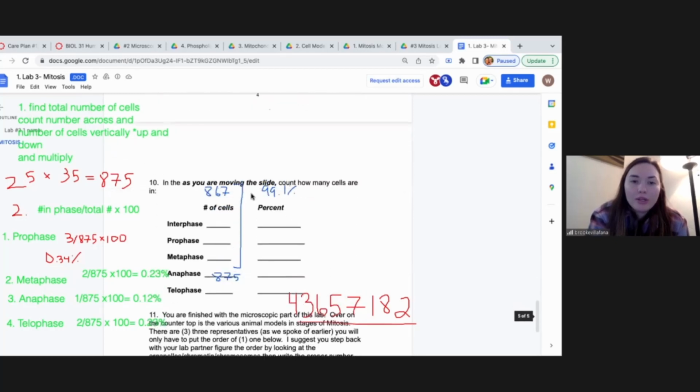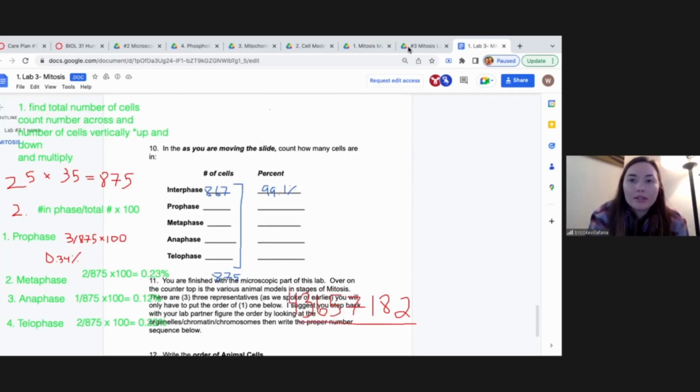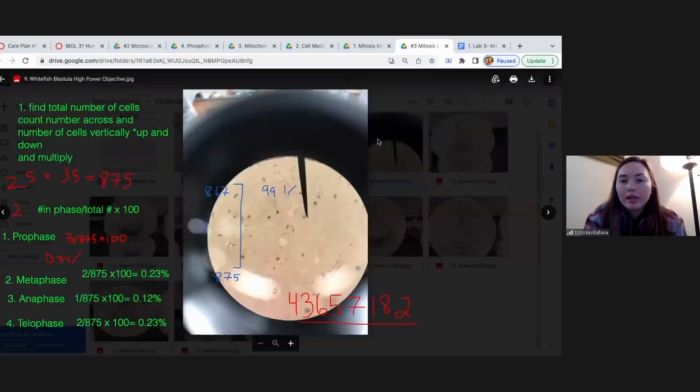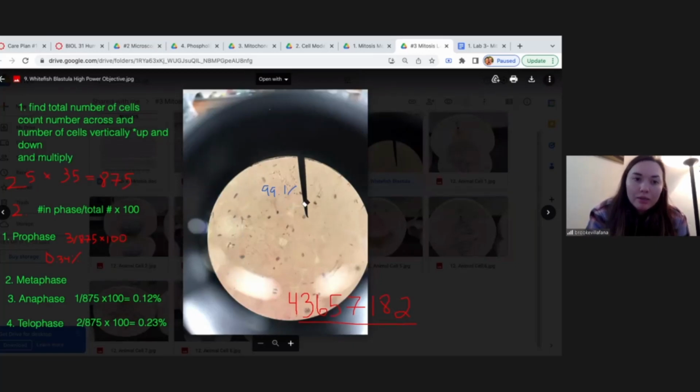So everybody would be doing number 10 by themselves because you would be using this picture. Yes, so you use this picture and you're going to do the same process, but with this picture. So the one we did was for the onion root tip. You can use my answers if you wanted to, but for this one, you would be doing that by yourself, okay? Again, just the percentages. I already showed you the tested part. The tested part is identifying which cells are in prophase, metaphase, anaphase, and telophase.